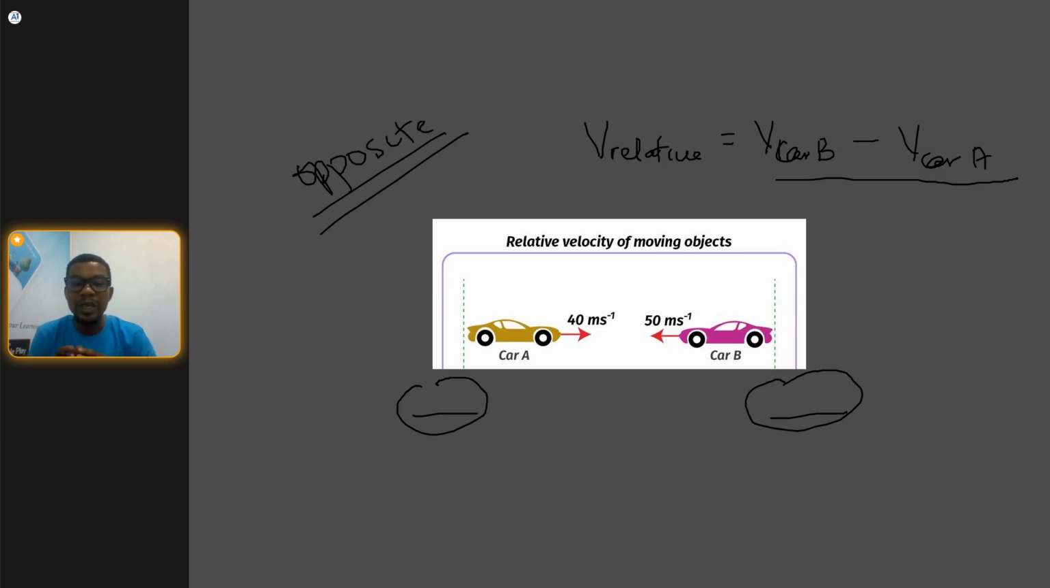And if they are moving in opposite direction, that is, they're not moving in the same direction, then you need to subtract to get your relative motion or relative velocity or relative speed. I believe that is clear. Okay, thank you, Enoch. Okay, I believe we can now proceed.